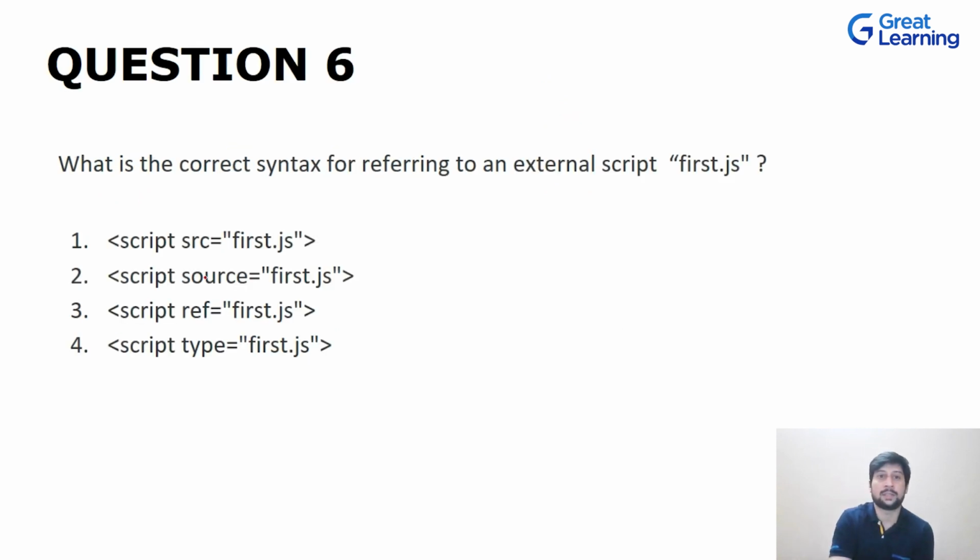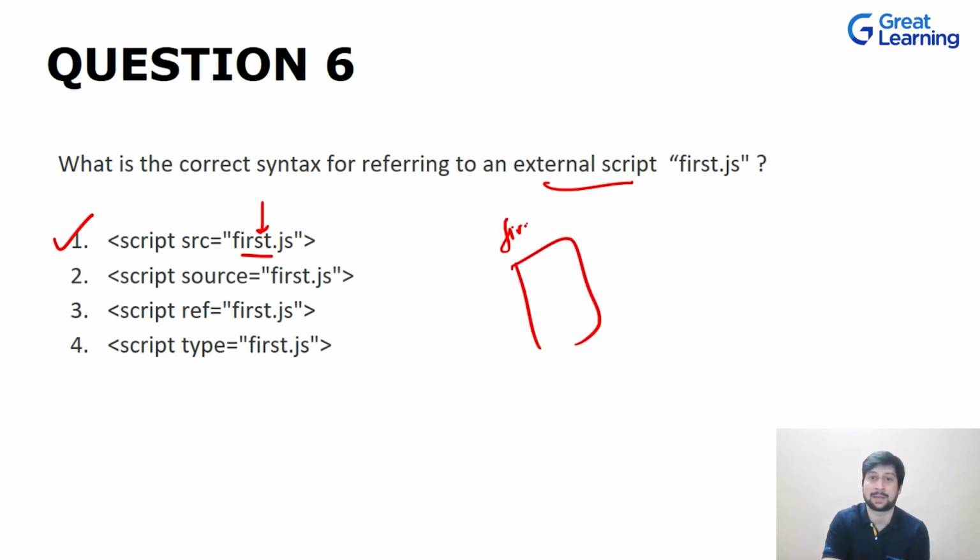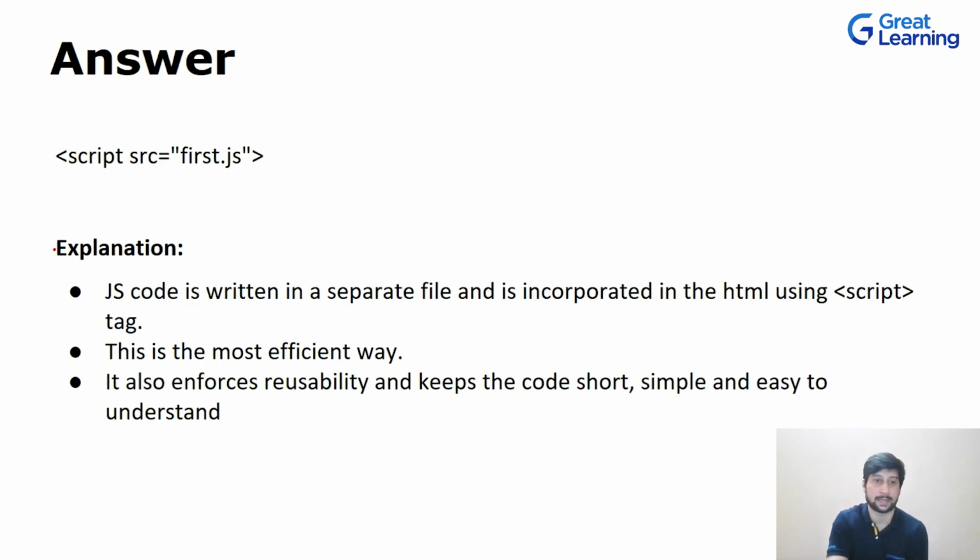Now the next question is a follow-up question. How can you refer to an external script? So here, as you can see, this is our correct option, as we are referring to an external file, first.js, which is included in our HTML file, right? This is not the correct way to do it. This is a reference kind of a thing. Here the source is written, here the type is written. So out of these, the first option is the correct one, right?